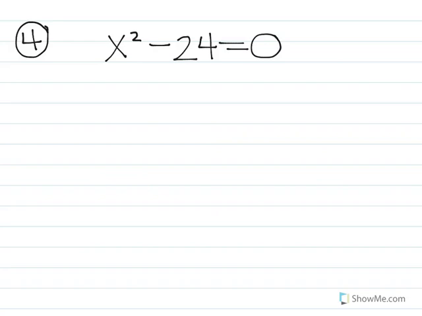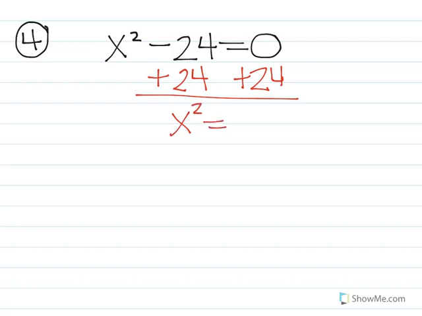Okay, example 4. X squared minus 24 equals 0. Now, at any point in this video, if you want to try a problem before I give you the answer, feel free to pause it at any point so that you can try it and see if your answer matches mine. Okay, so you should add 24 to both sides. You're left with x squared equals 24.